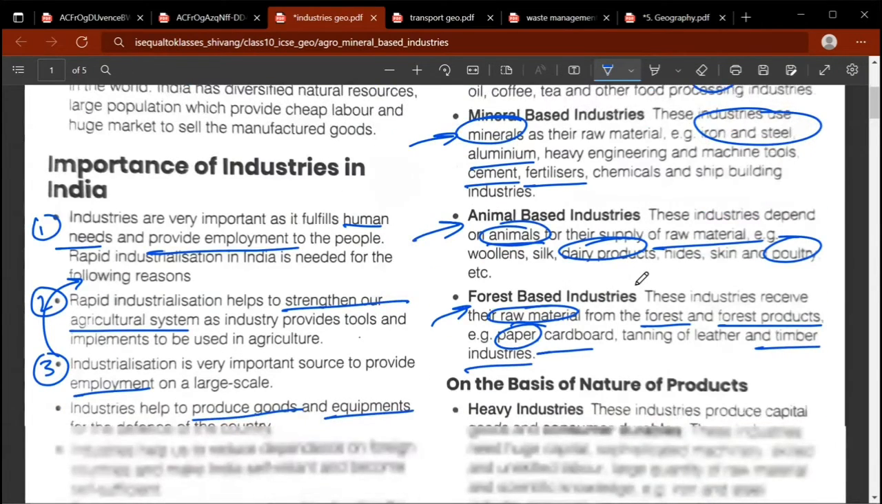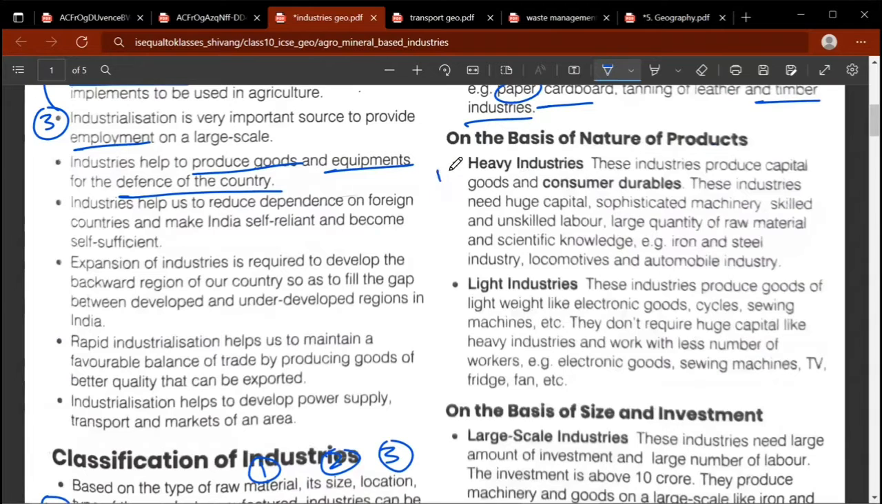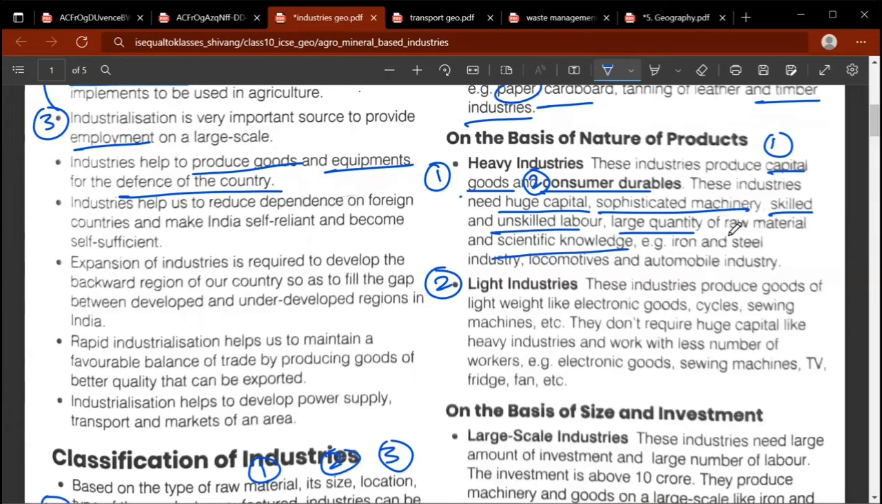On the basis of nature of products. So you have heavy industries and light industries. Heavy industries produce capital goods and consumer durables. Capital goods and consumer durables. These industries need huge capital, sophisticated machinery, skilled and unskilled labor, large quantity of raw material, and scientific knowledge. Examples are iron and steel industry, locomotives, and automobile industry.